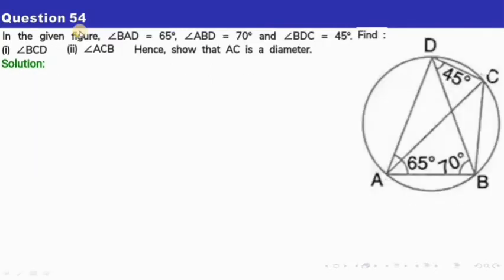Okay, let's see question number 54. So 54 says, in the given figure, BAD is 65, ABD is 70 and BCD is 45. All of them have been already marked. So we need to calculate what is BCD and ACB. So let us first find these two angles, and later on we will see that AC is a diameter.